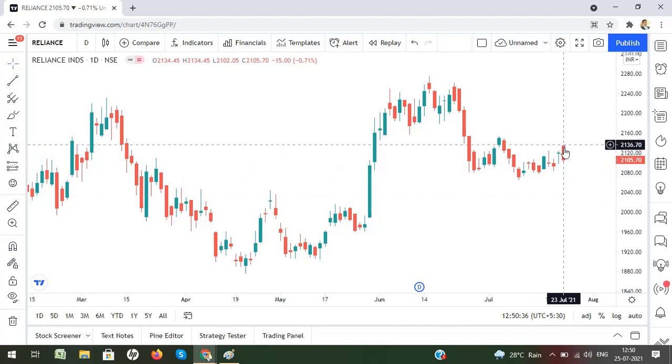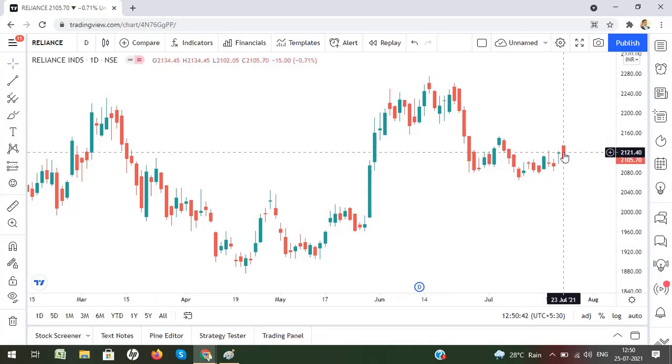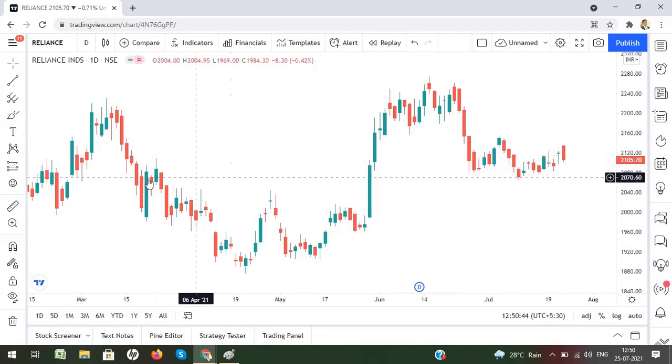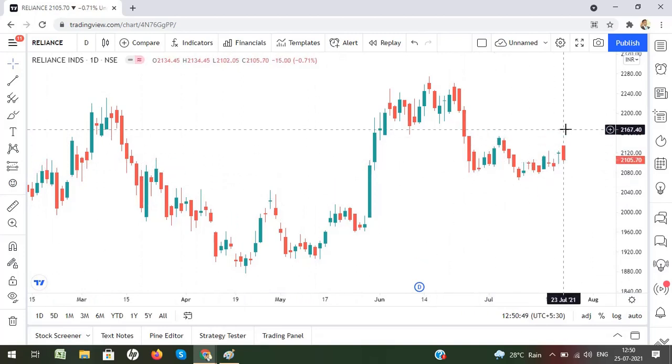If I place my cursor on this candlestick, this is the current candlestick in this price chart. Behind this candlestick, all of this is historical data, that is what has happened in the past. If I place a cursor on this current candlestick, you can see the date. As I said, this gives you the time. The date showing up is 23rd July 21.